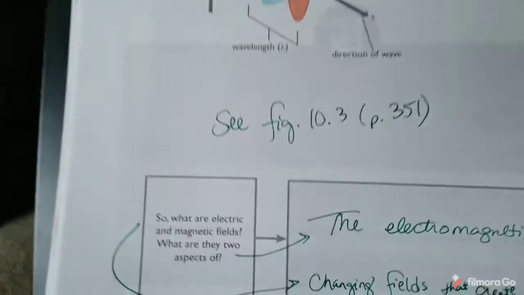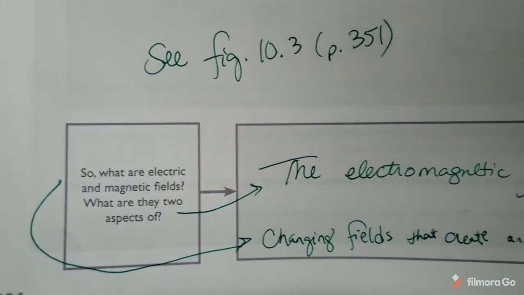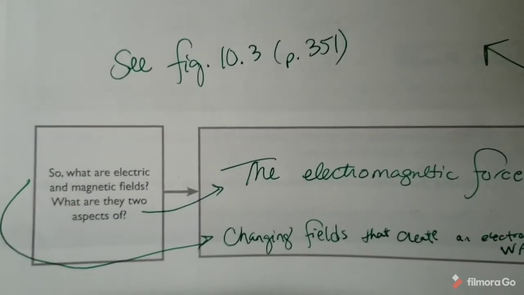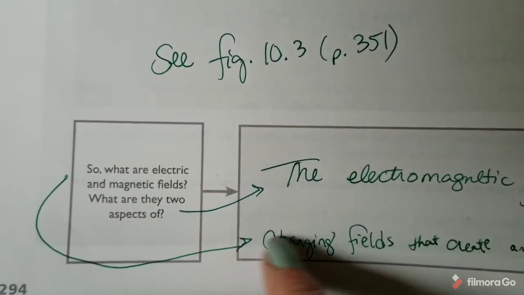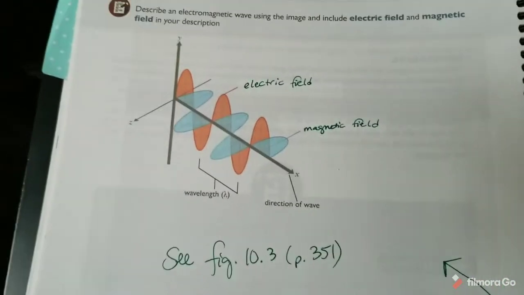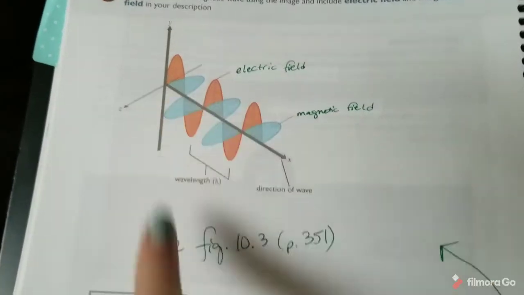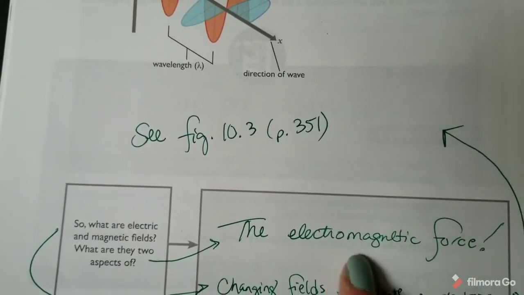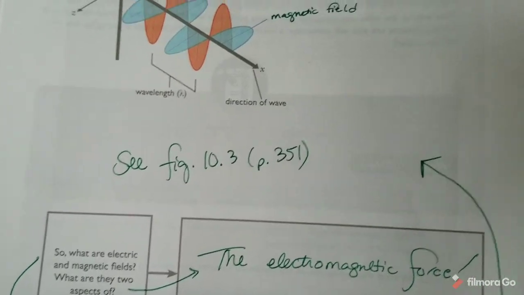So, what are electric and magnetic fields? What are they two aspects of? This is two questions. So, what are fields? Well, those electric and magnetic fields, they're changing fields that create an electromagnetic wave, which is all of this, electromagnetic wave. And they are two aspects of the electromagnetic force.